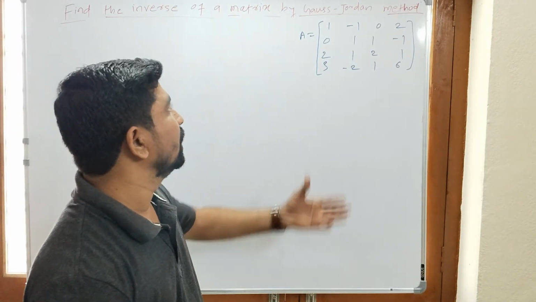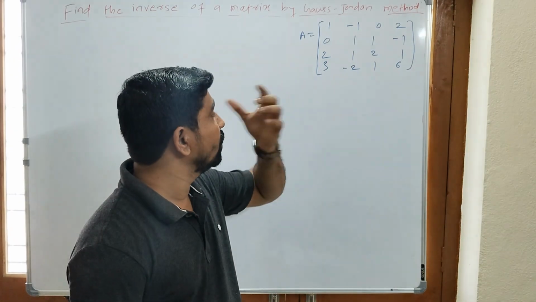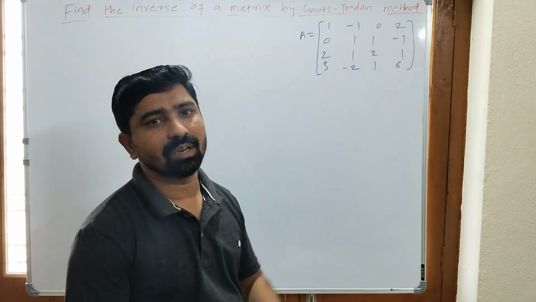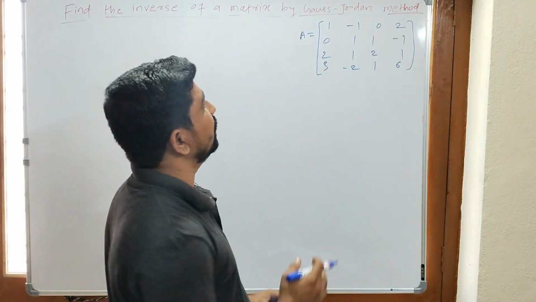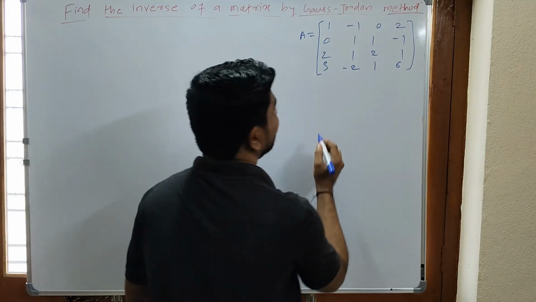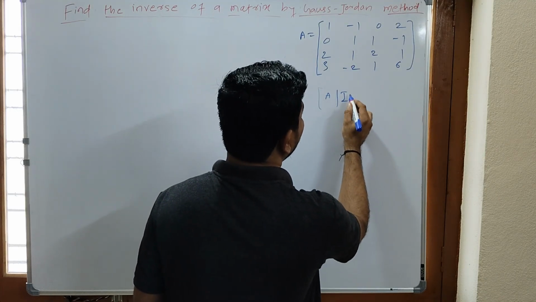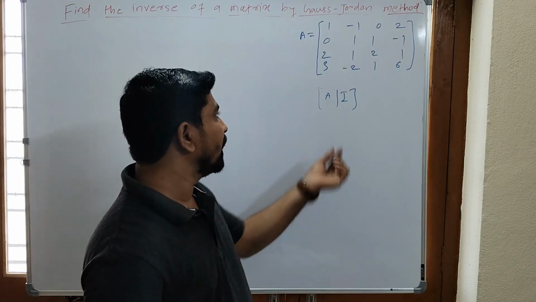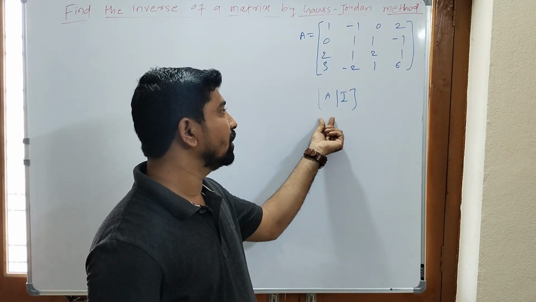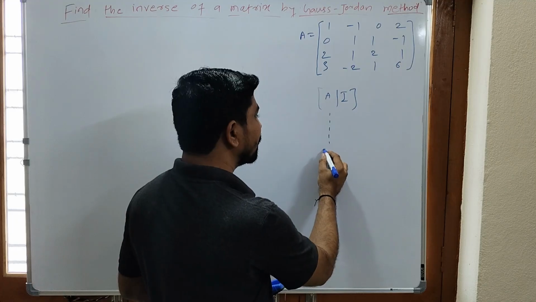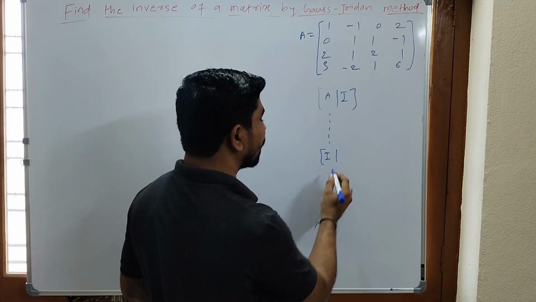Hi friends, in this video we are going to learn how to find the inverse of this matrix by using the Gauss Jordan method. You all know, we first write this matrix as A augmented matrix I. हमें इस मैट्रिक्स पे एलिमेंट्री रो ऑपरेशन अप्लाई करना है.